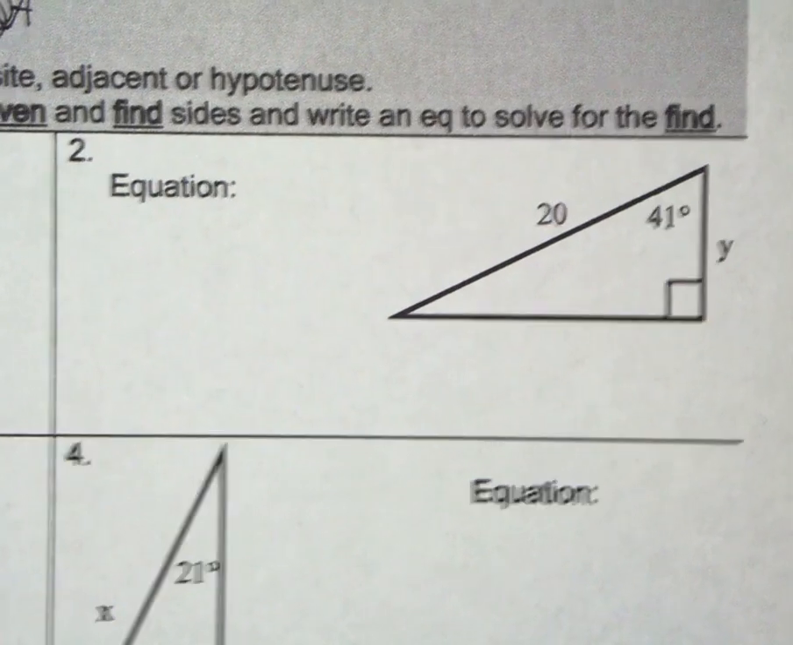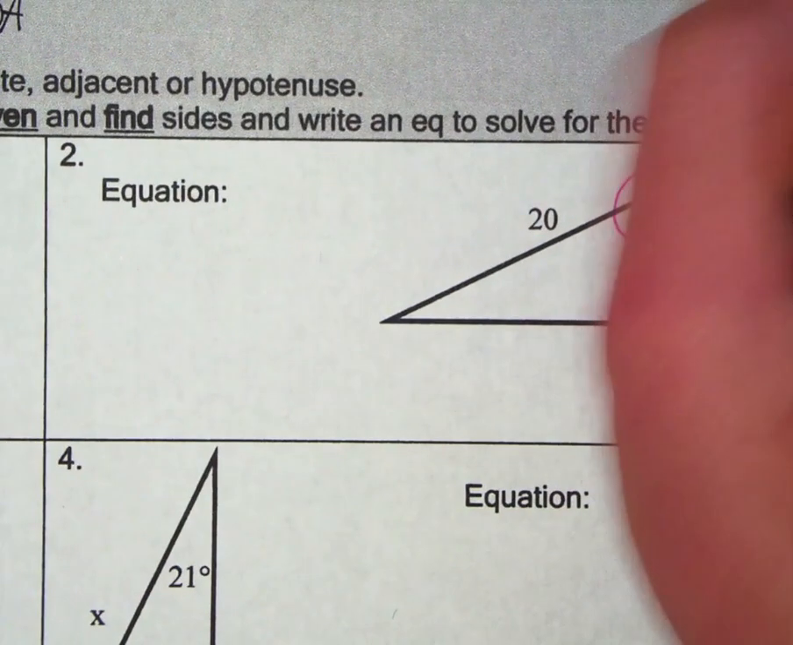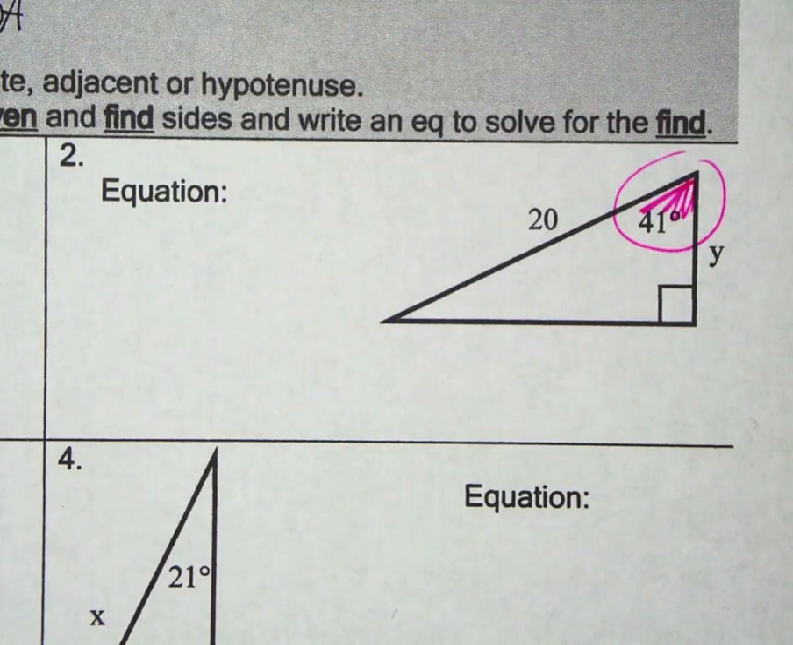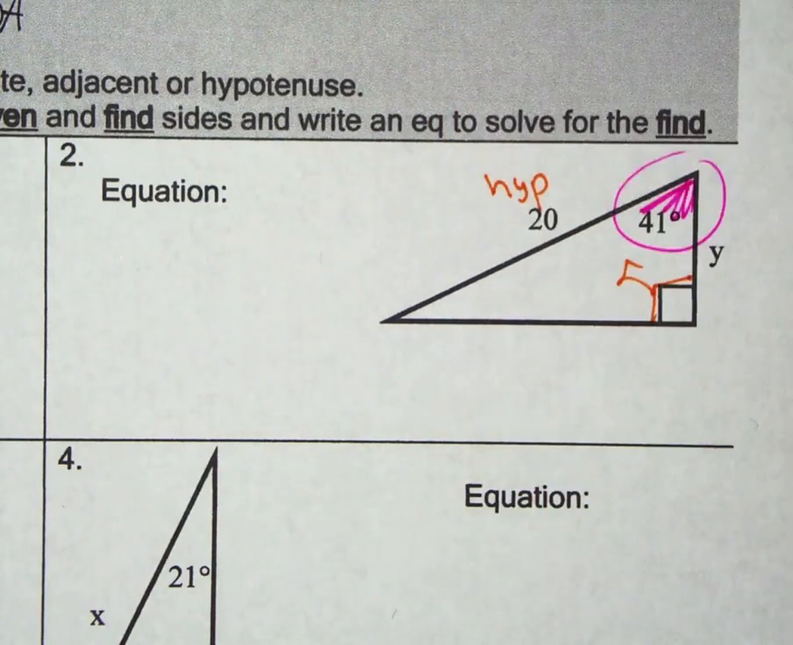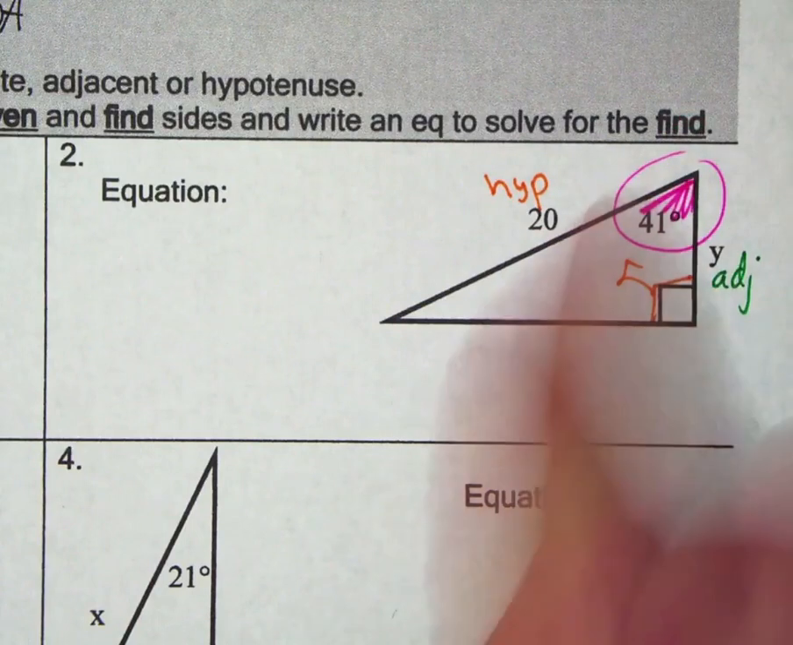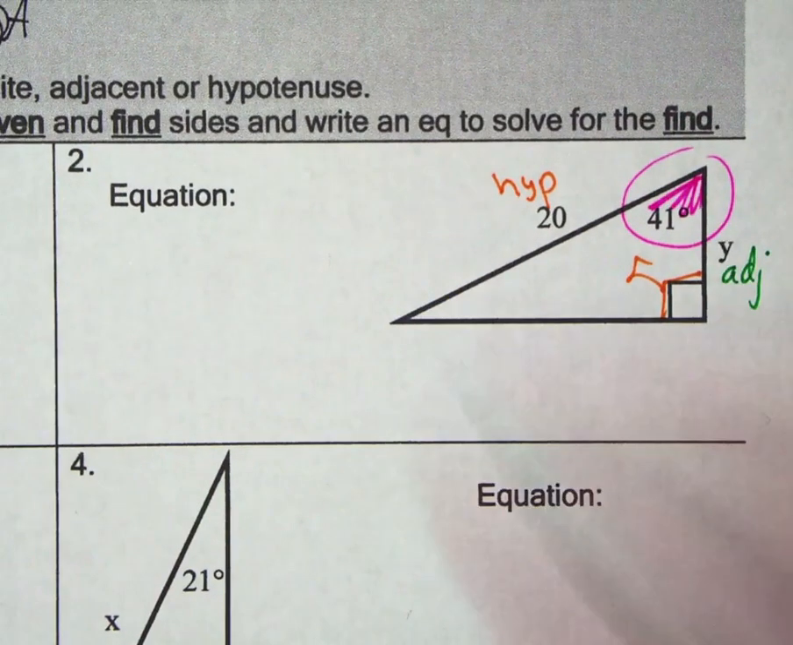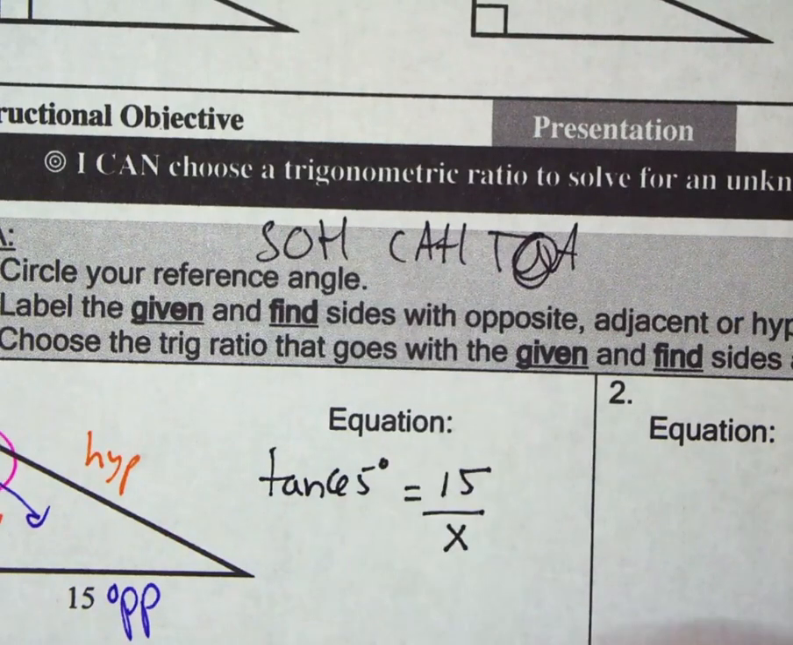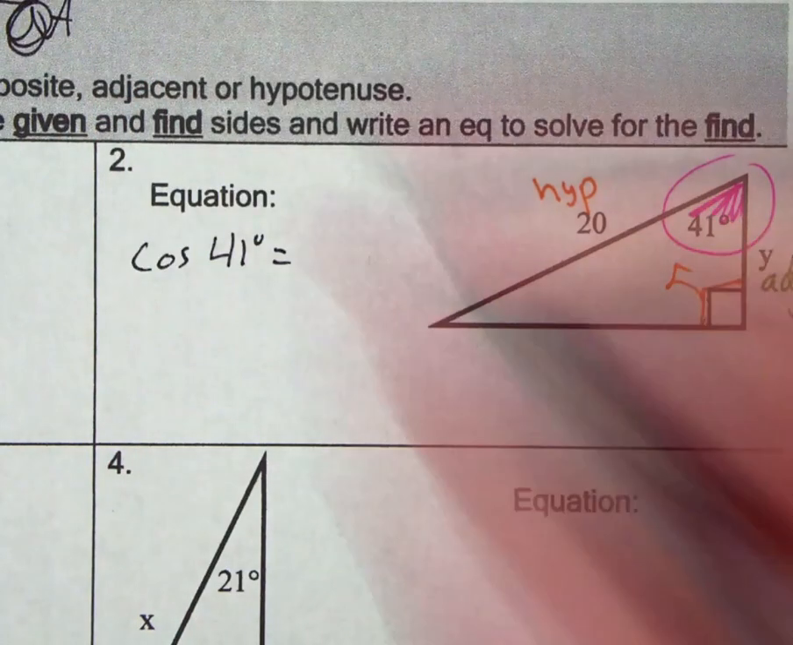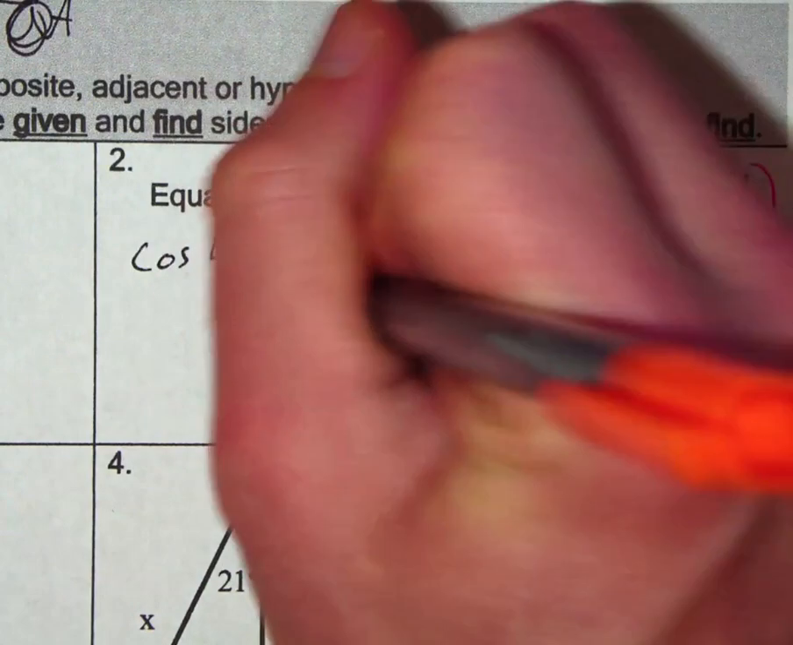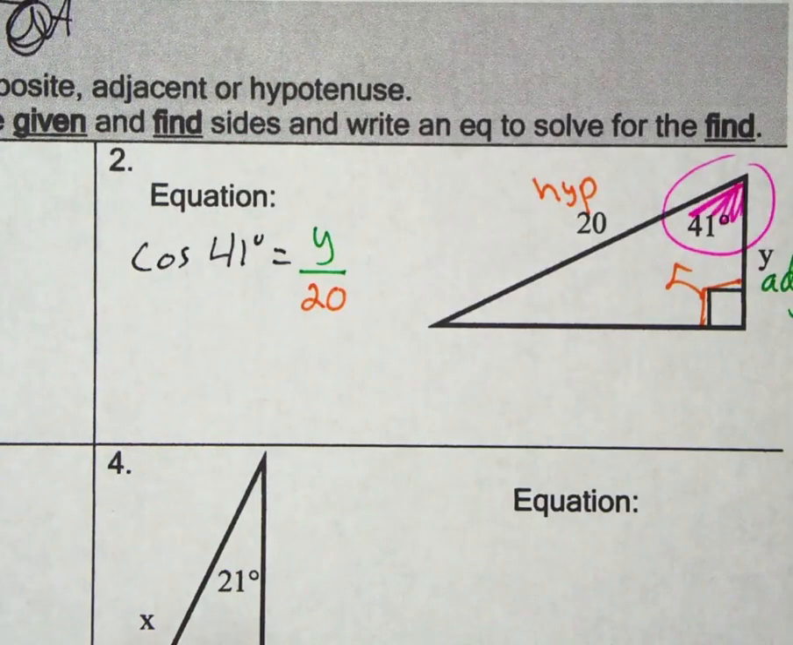Okay, here I go. So I'm going to circle my reference angle. And I'm working with here the hypotenuse. I'm working with the adjacent. So I'm not working with the opposite. It wasn't given and I'm not looking for it. So what uses adjacent and hypotenuse? Adjacent and hypotenuse is cosine. So I'm going to go ahead and say that the cosine of 41 degrees is equal to the adjacent y over the hypotenuse 20. And I can go from there and solve it later once I know what cosine of 41 is. Let's keep moving.